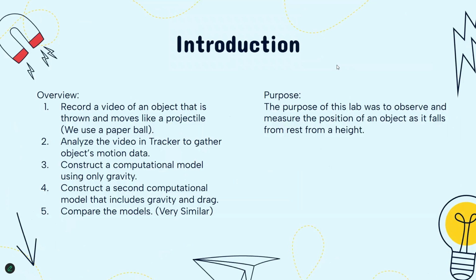This was done in basically 5 steps, where first we recorded an object that is thrown and moves like a projectile through the air, in which case we used a paper ball as our system. We then took that video and imported it into Tracker to gather the object's motion data, which is just its initial and final position in time.